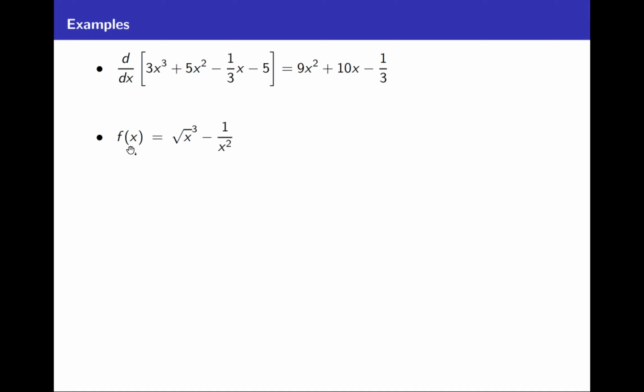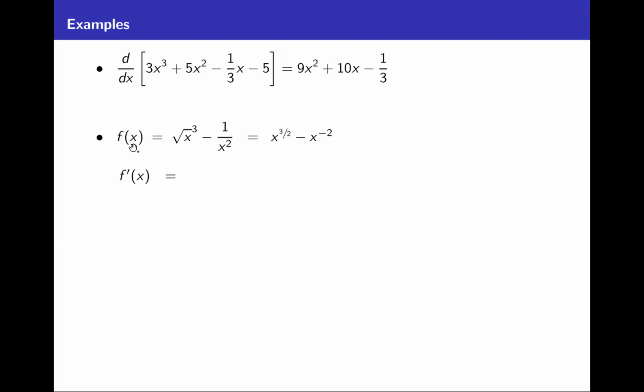Here's another example. Think of the function f of x equals the square root of x cubed minus 1 over x squared. Let's find the derivative of that. Now when you look at this function, the two individual terms are both powers. The square root of x cubed is x to the power of 3/2, and the 1 over x squared is x to the power of minus 2.